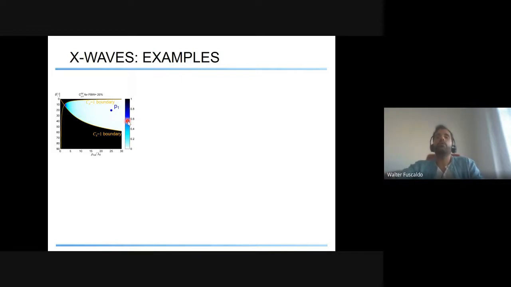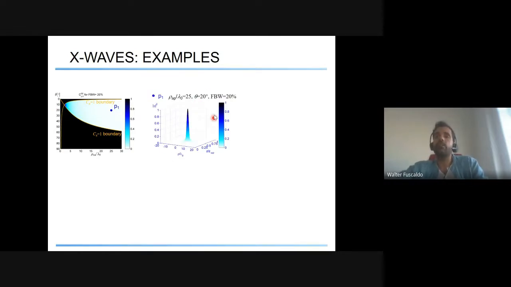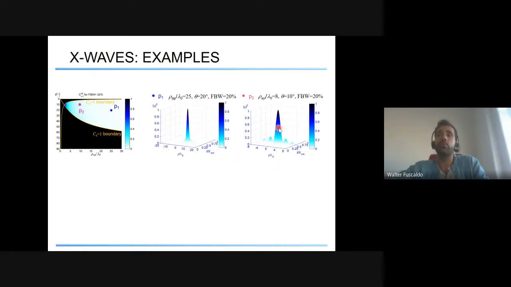For example, here you see that if you choose the aperture radius to be about 25 lambda, where lambda is the wavelength at the working frequency, and the axicon angle is about 20 degrees, the pulse will have this nice confined shape along both the propagation direction and the radial direction. If you change the point and move the operating condition to where P2 is displayed, you see that the color is not as light as before, and as a consequence, the pulse will start to broaden a little bit, in this case along the radial direction.